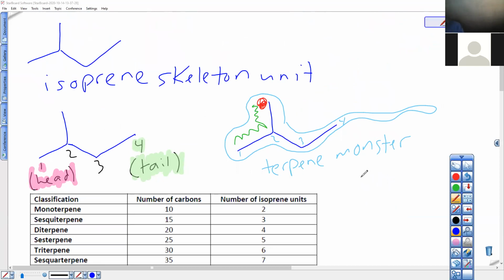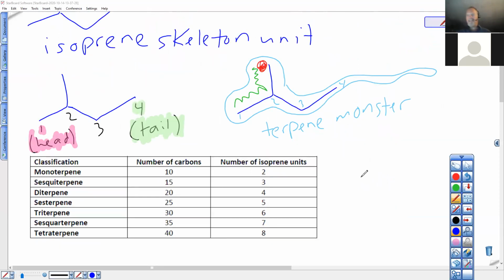We have to know the classification system. It's easy when it's 10, 20, 30, 40. We go mono, di, tri, and tetra. But the other ones all start with SES, don't they? And they don't even go in order of smallest to biggest. It goes medium, small, big. Sesquiterp. Sesqui is a fairly common prefix in English. Means 1.5.